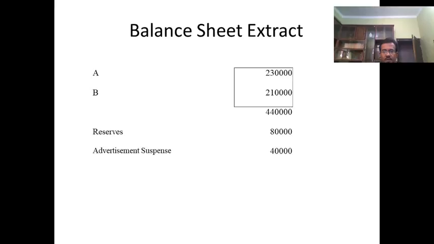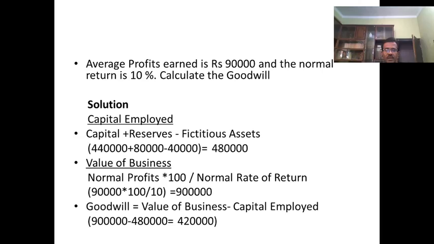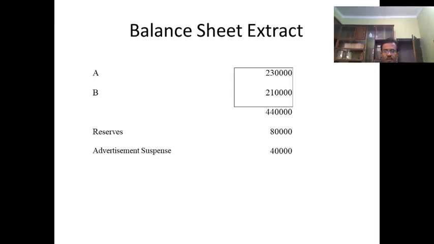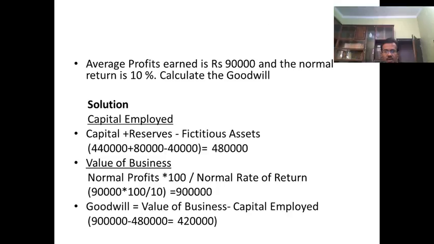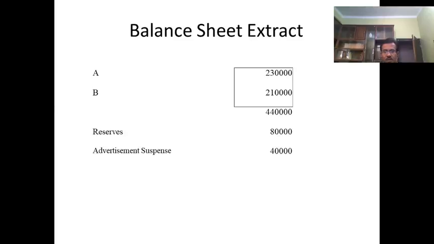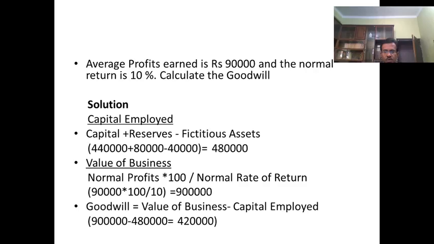Okay, so here we have got a balance sheet extract. The average profit earned is 90,000, and the normal return is 10%. So capital employed is 4,40,000 plus reserves, which is 5 lakh, minus advertisement suspense that is there in the balance sheet. It is a fictitious asset, so you must reduce that. So you've got 520 minus 40, so 480.